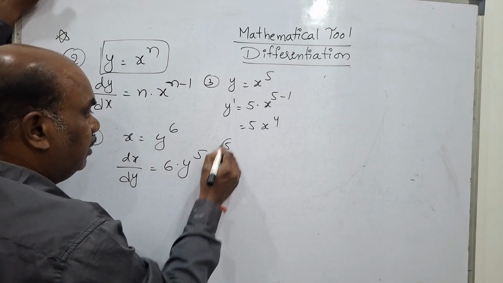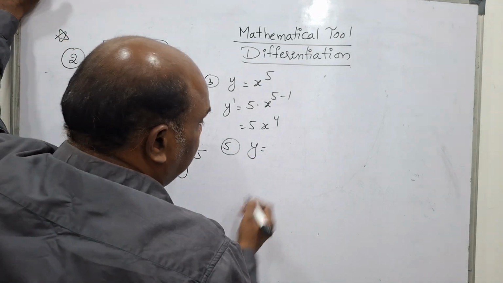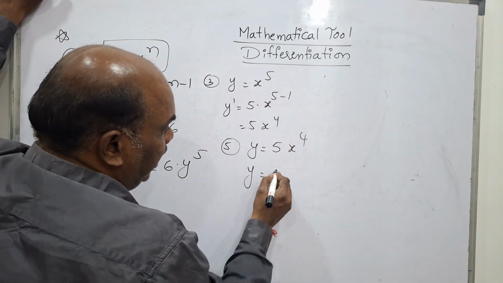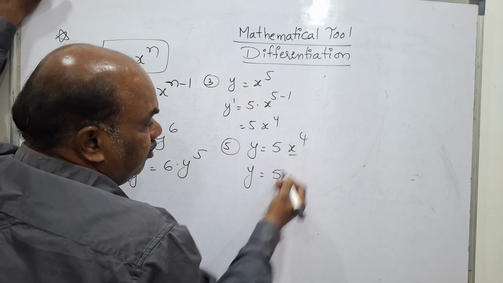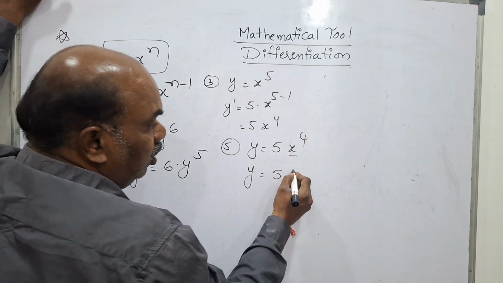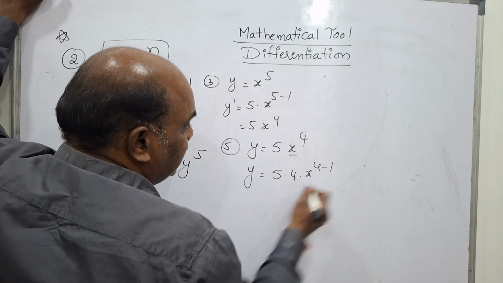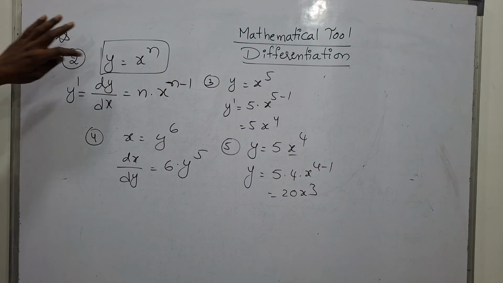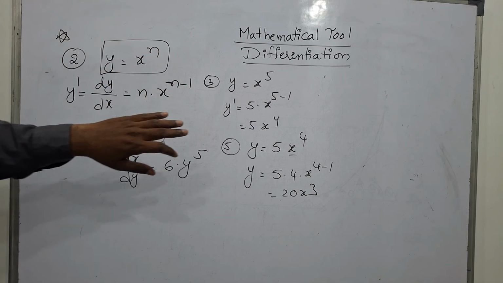Do one more example. Y is equal to 5x power 4. Y is equal to 5, a constant, keep it aside. This is the function x power n, so n into x power n minus 1: 4 into x power 4 minus 1, which is 20x cube. This is how y is equal to x power n is applied.